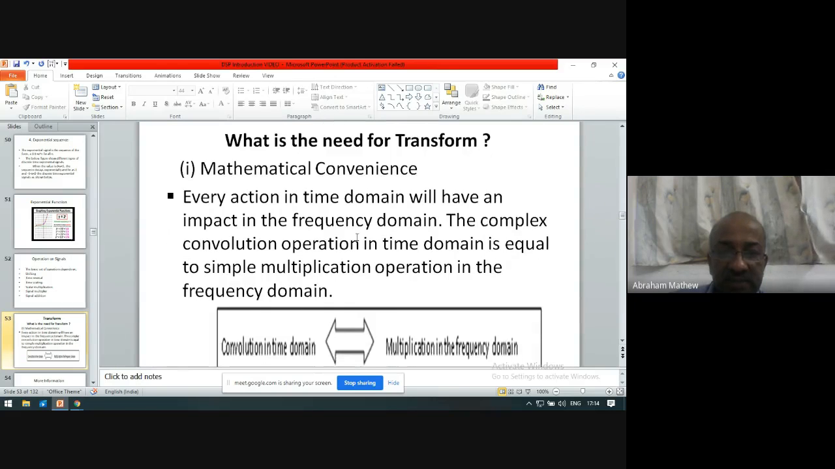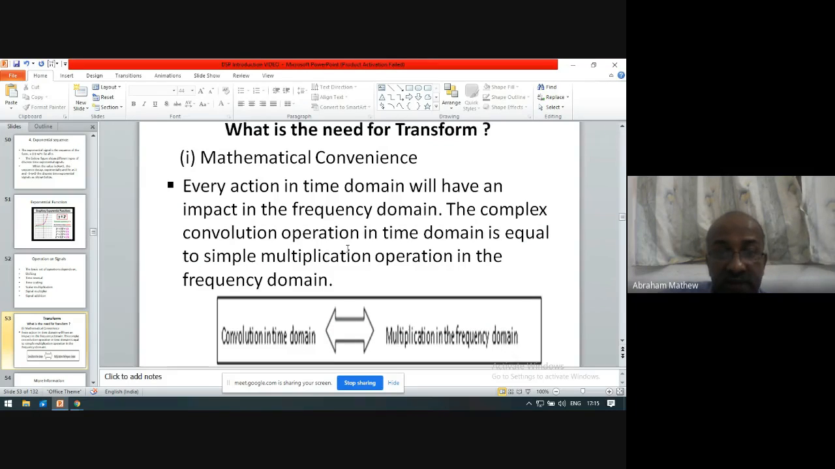Mathematical convenience means, if you are working with a time domain signal, there we have to apply the convolution operation. Convolution is a tedious process in the time domain.